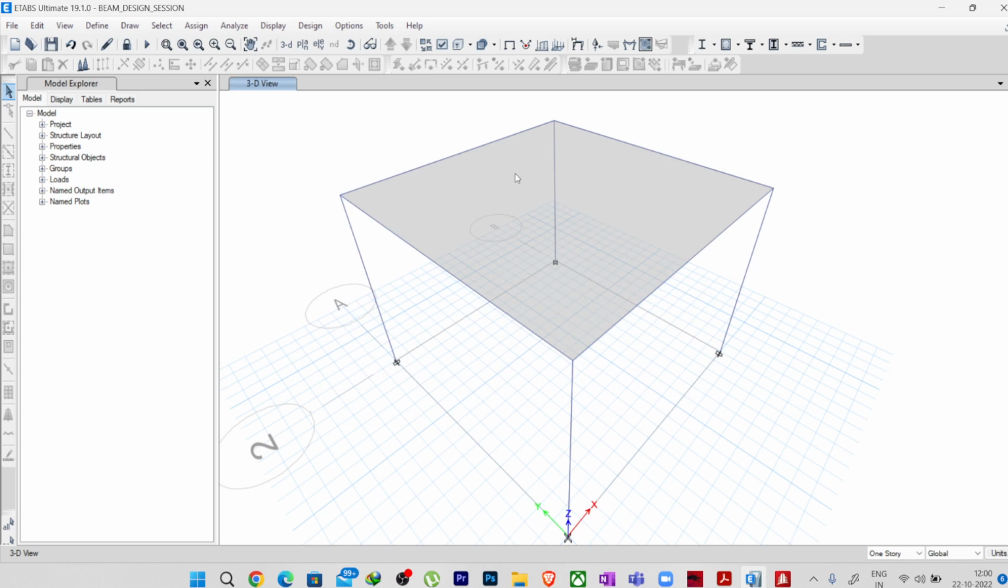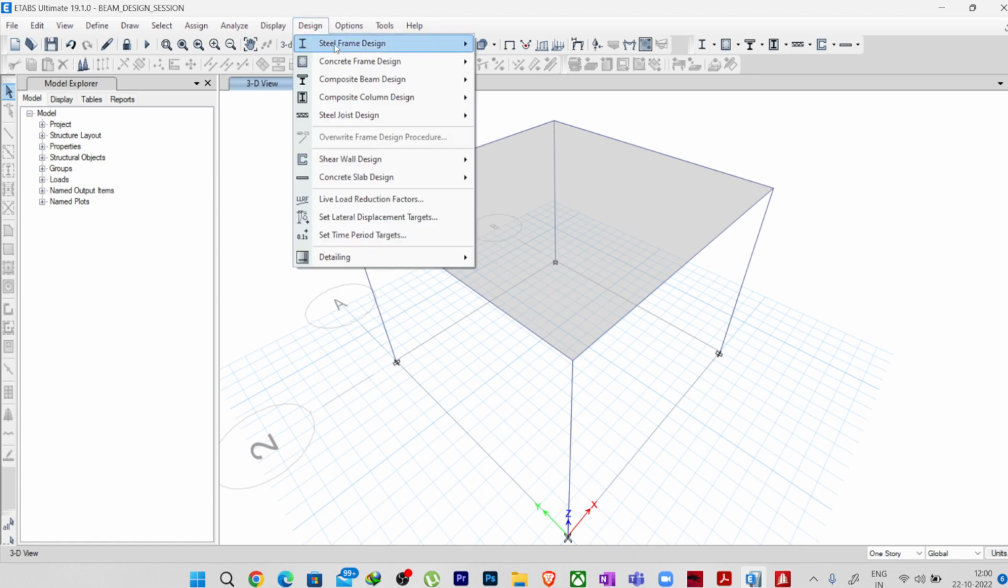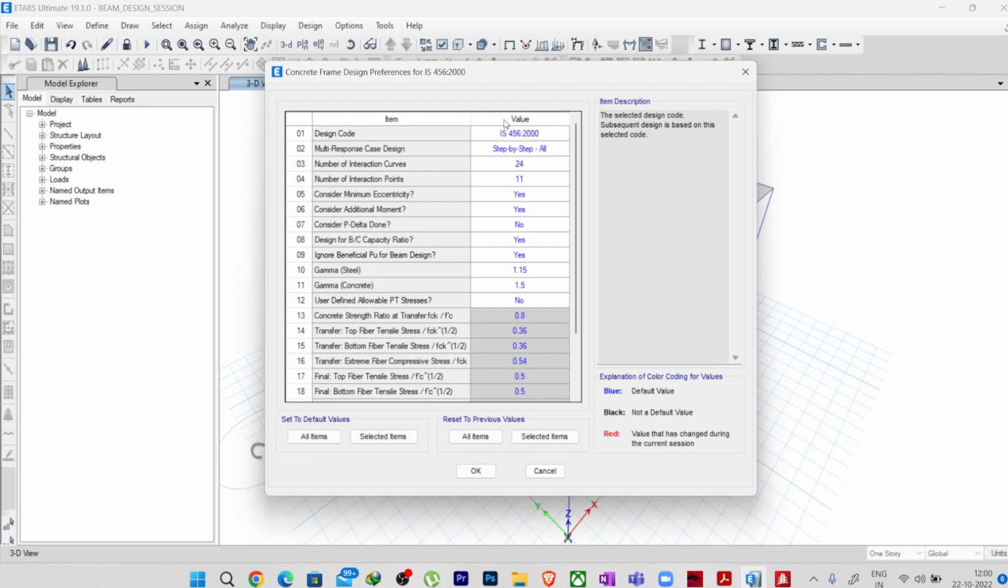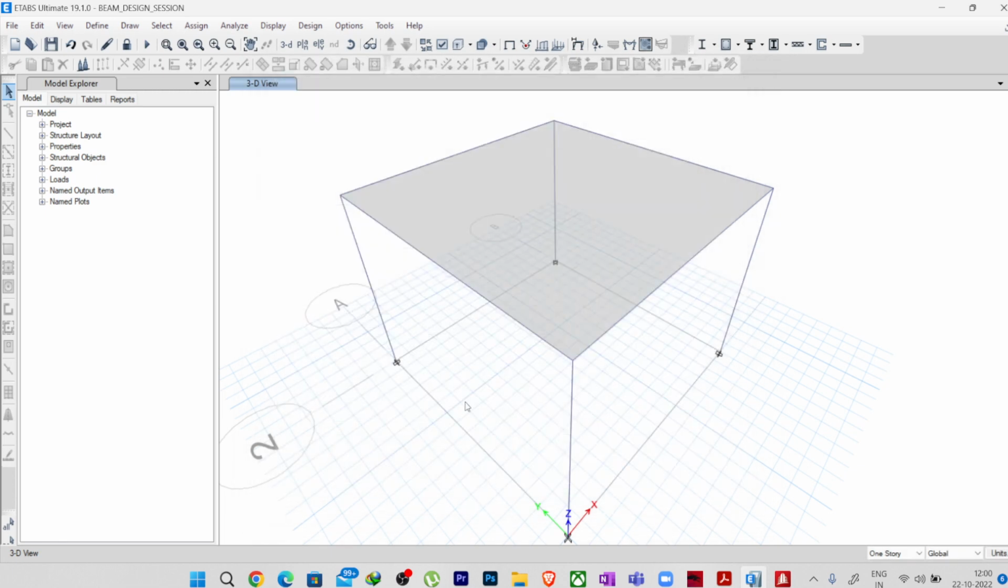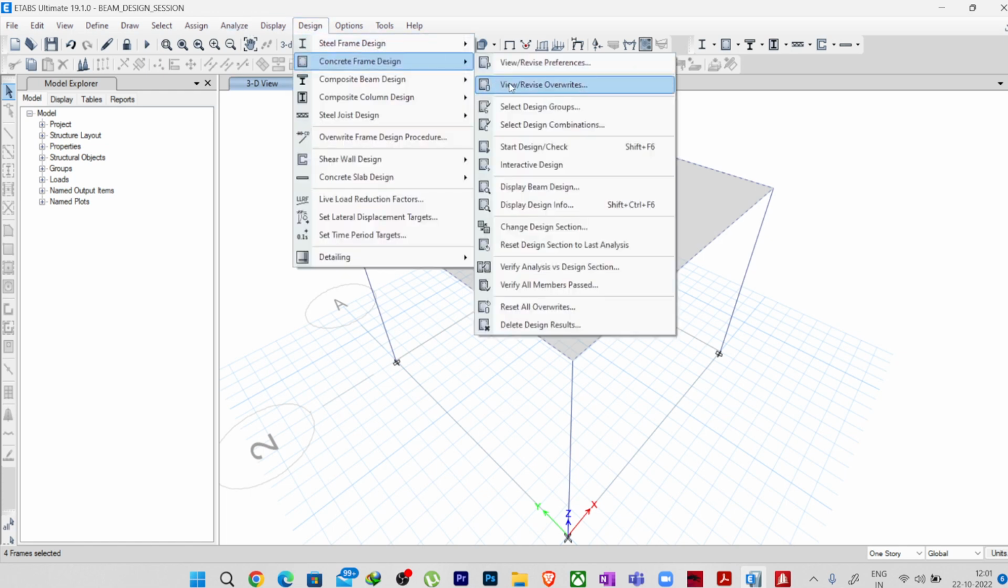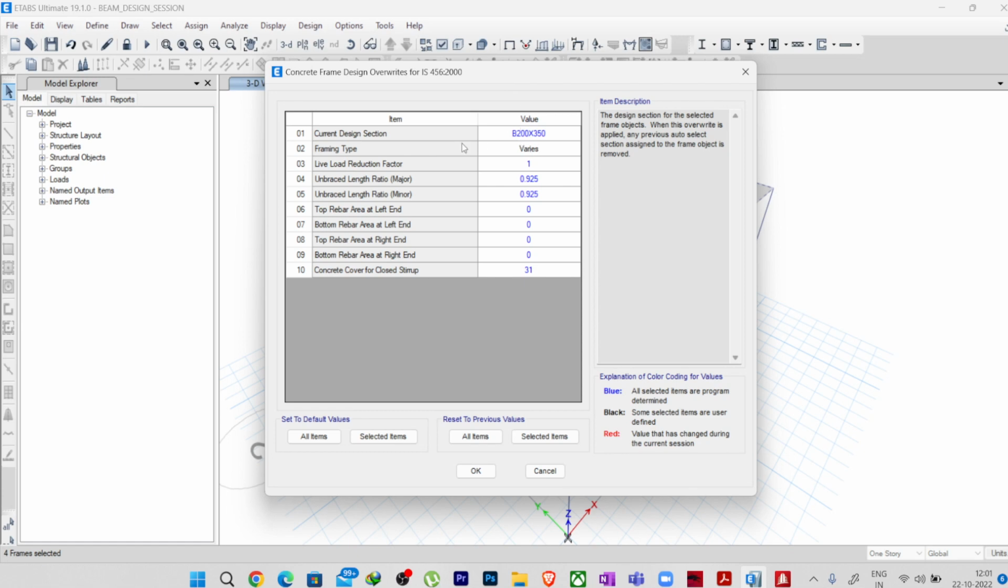Okay, now I'll be going to design this. So if I go to Design, Concrete Frame Design, and View/Revise Preferences, you can see this is IS 456-2000, and all these things are applicable for the column design, so you do not have to make any change here. Okay, now I will click OK. One thing that I need to tell you, which is very important actually: if you select these beams and go to Design, Concrete Frame Design, and View/Revise Overrides, here you need to check what the framing type is when you are designing the beam or column.